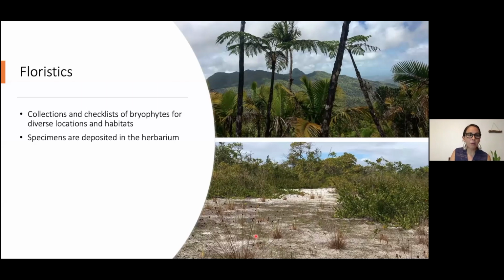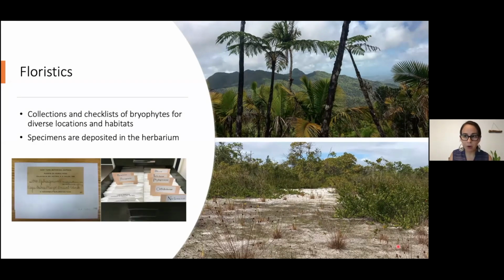So in this area, what I do, and usually have students or other people, friends helping, is going to the places and making collections and then doing checklists of bryophytes for those locations. Then the specimens are deposited in the herbarium. And a herbarium is like a library, but instead of books, you have plants. You have dried plants. And for bryophytes, there are different ways of doing it. In the case of our herbarium in Puerto Rico, you have these small packages, and then those packages are organized in drawers.